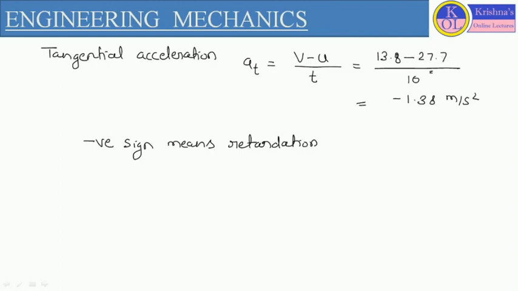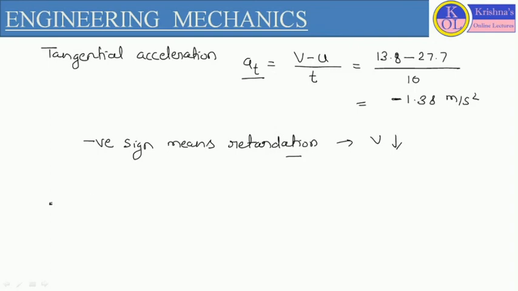that is the initial velocity, divided by time period. So it is given 10 seconds, so it will be divided by 10. So the final value will be minus 1.38 meter per second square. So here this minus sign is representing the retardation, means velocity of the vehicle is decreasing. So this is the tangential acceleration value.